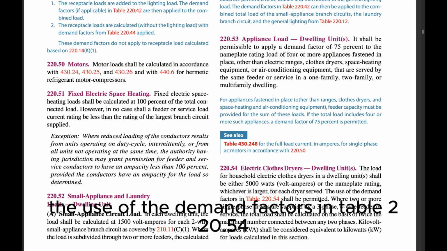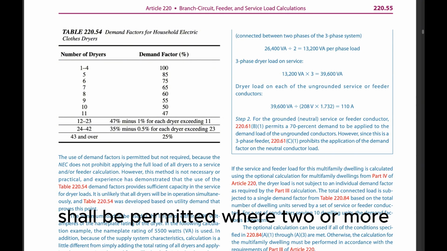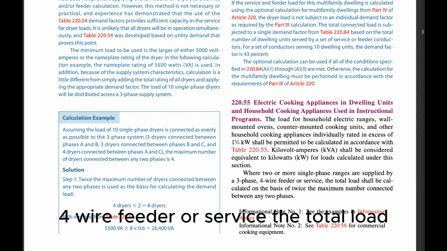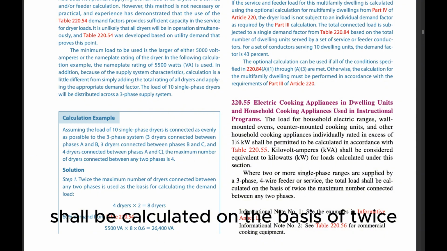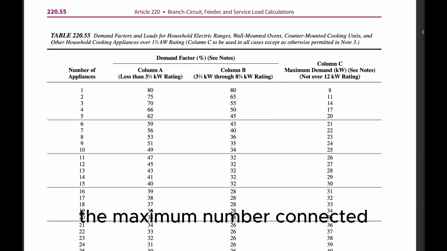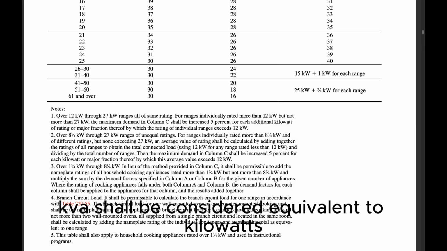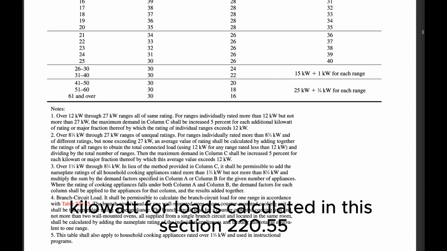The use of the demand factors in Table 220.54 shall be permitted where two or more single-phase dryers are supplied by a 3-phase, 4-wire feeder or service. The total load shall be calculated on the basis of twice the maximum number connected between any two phases. Kilovolt-amperes (kVA) shall be considered equivalent to kilowatts (kW) for loads calculated in this section.